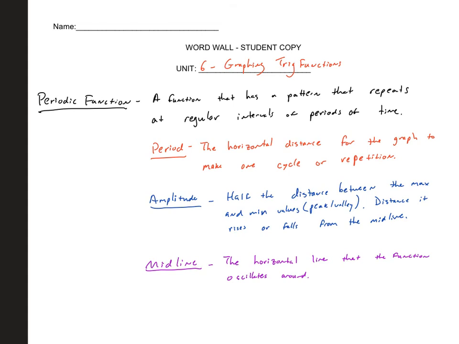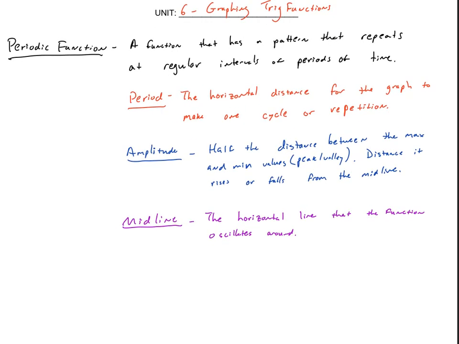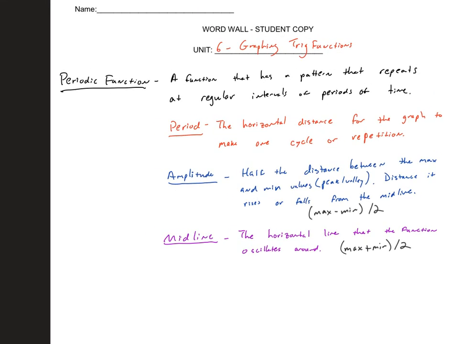So here are the word wall definitions of periodic function: period, amplitude, and midline. Again, you can pause as you need to copy them down, but the horizontal distance for the period should be pretty obvious. The amplitude, on the other hand, you might want to use that little formula that we talked about, that peak valley idea, where the amplitude is the max minus the min divided by 2, while the midline is the max plus the min divided by 2. I don't love just giving you formulas for everything. I'd rather have you conceptually understand it, but if you appreciate those, there they are.